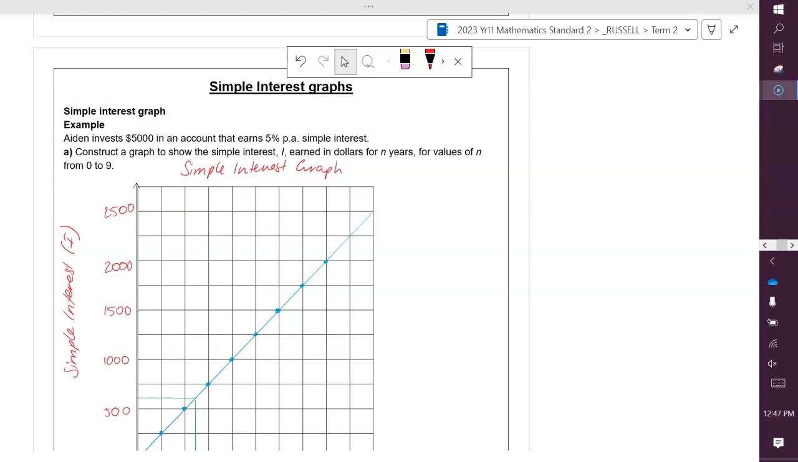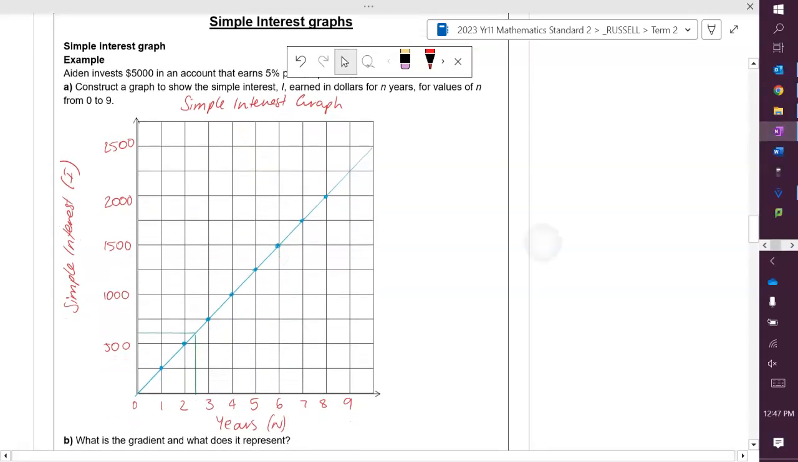This lesson builds on from our last lesson of simple interest, and this is looking at the graph version. So Aiden invests $5,000 in an account that earns 5% per annum simple interest, and we need to construct a graph to show the simple interest I earned in dollars for n years for values of n from 0 to 9. So I've already constructed this graph to make it a little bit easier for time.